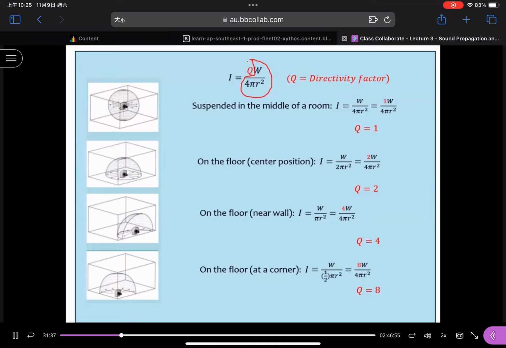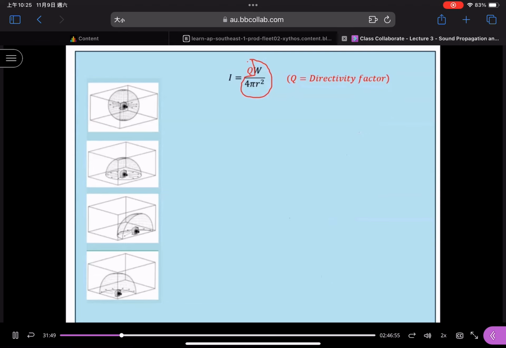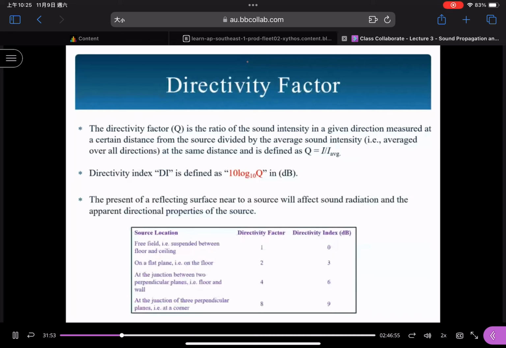Q can be any value, not just an integer. Once we determine the value of Q here, the directivity index follows from this equation. When Q is equal to 1, substituting into these equations, the corresponding directivity index is equal to 0. When Q is equal to 2, it becomes 3 dB. When it is equal to 4, it becomes 6 dB, just depending on this equation.